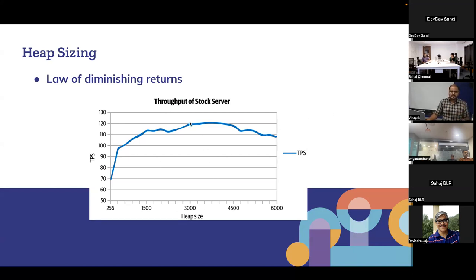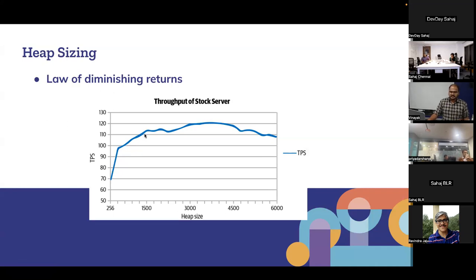So this is a stock application from the book that I referred. Basically at the start, you see a very natural gain when you are increasing the memory. This is the heap size on the x-axis. TPS is transactions per second for that stock application. So initially, when you increase the memory, it gave a good jump in the application throughput.